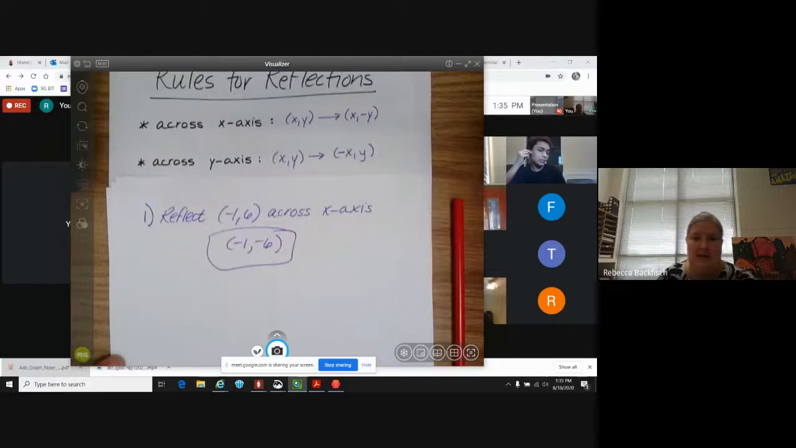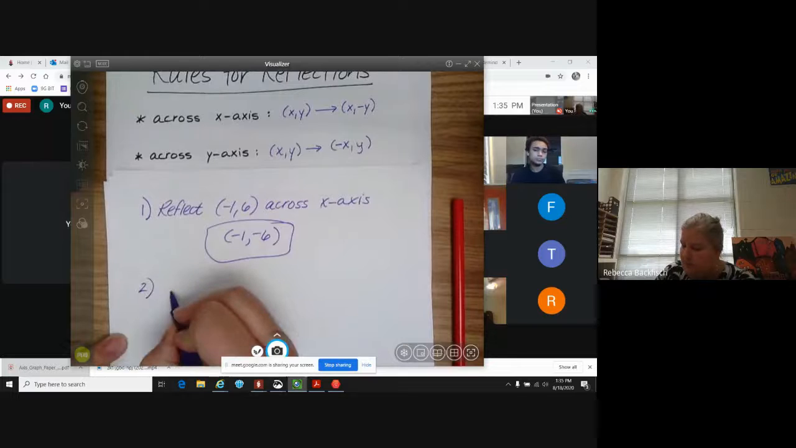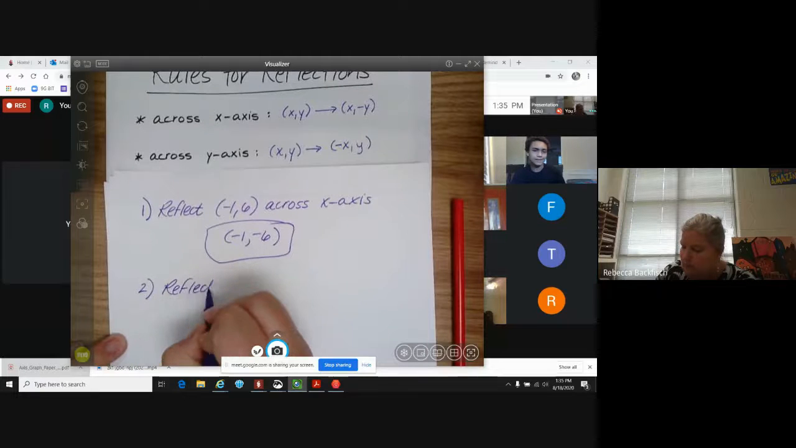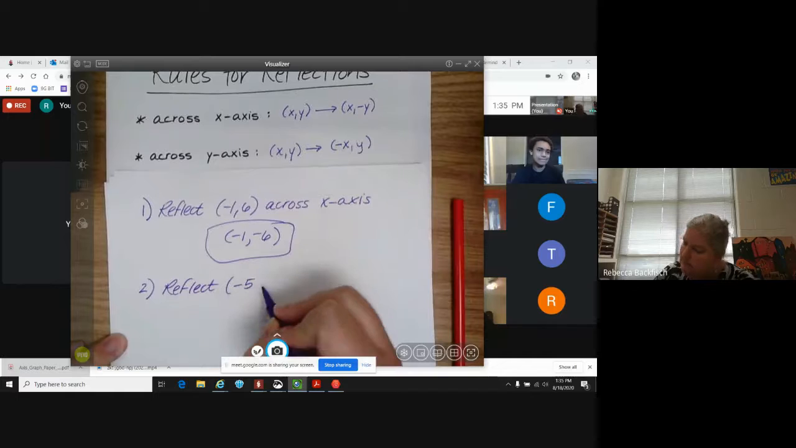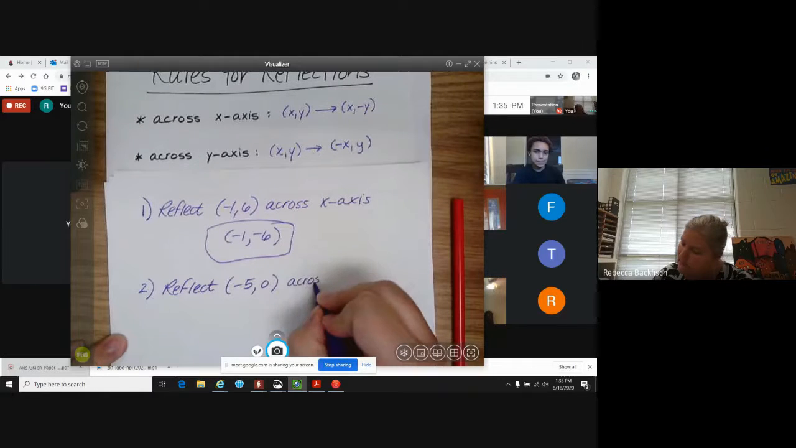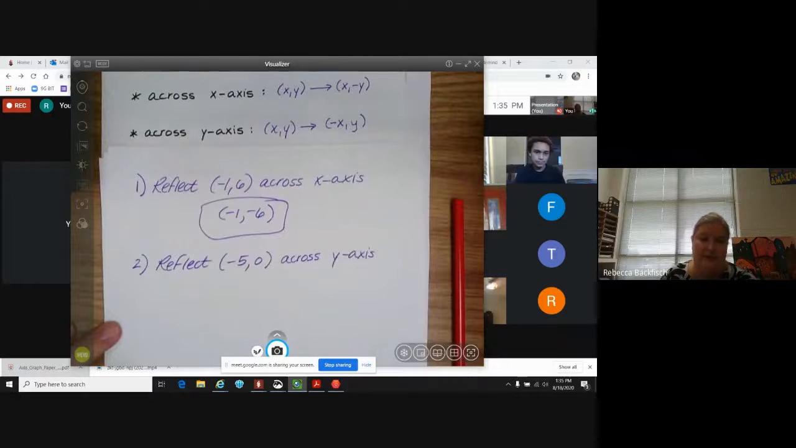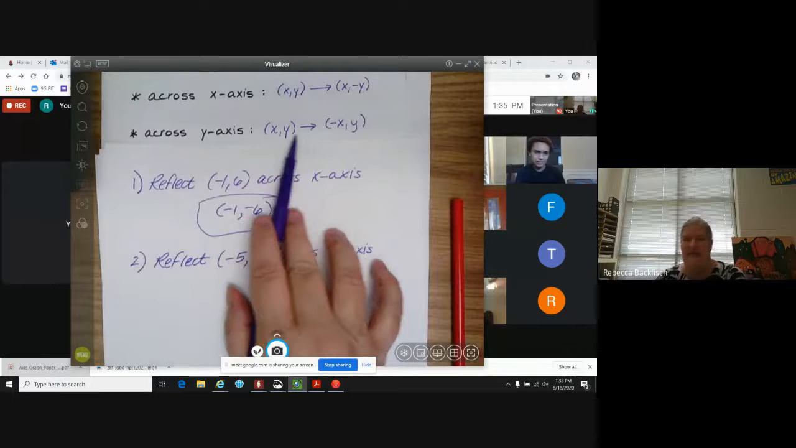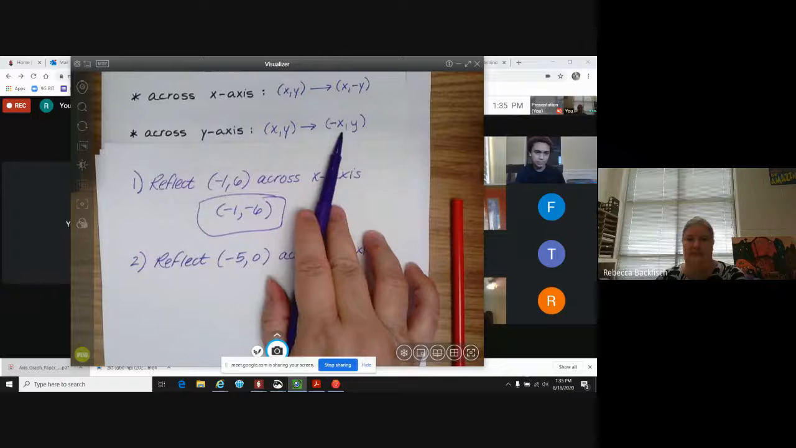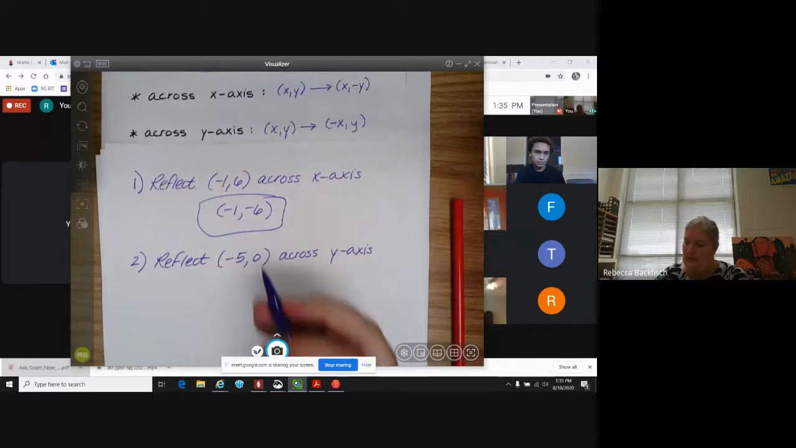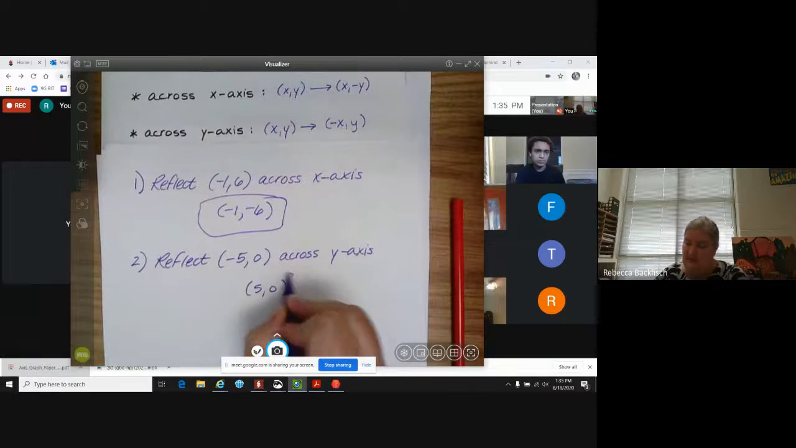All right, let's do another couple. So you don't even have to see them if you know the rule. You don't have to see the graph and think about where the points are. But you can, if that helps you, draw it. Okay, when we go across the y-axis, the only thing that changes is the sign of x. So that means I'm going to take this x value and make it positive. And that's my answer.